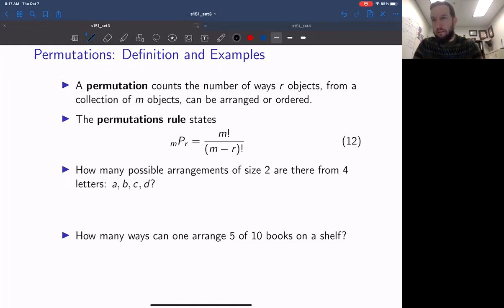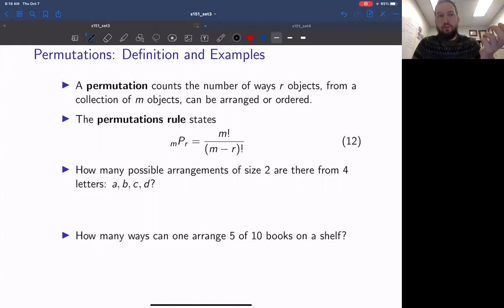Or as you can see on the slide here, how many ways can I arrange 5 out of 10 books on a shelf? And that's a permutation, 10p5. Okay, so the permutation counts all the different arrangements of a subset of objects from a total number of objects in a straight line. And again, order matters. So we distinguish between book A, book B, and book B, book A.